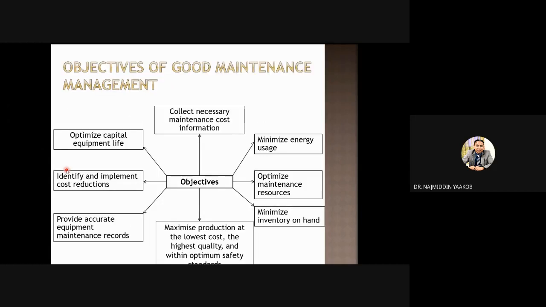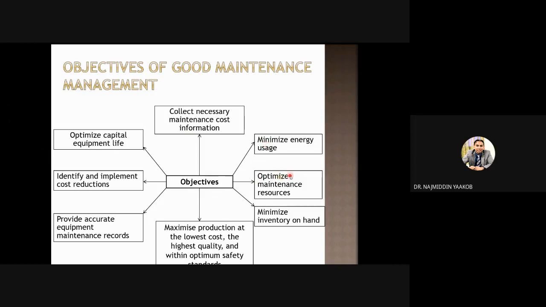These are all the objectives of a good maintenance management. Number one is to collect necessary maintenance cost information. You have an overall idea of how much is the cost information for maintenance. To minimize energy usage, when you do maintenance, of course, you can minimize the energy because all of your equipments are in very good condition. So you can minimize the energy usage.